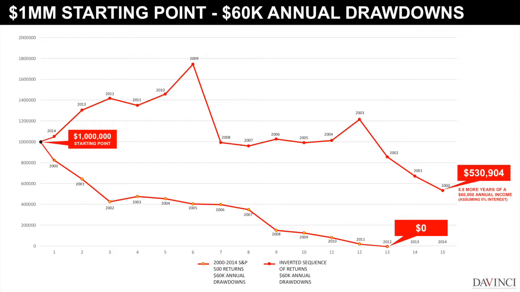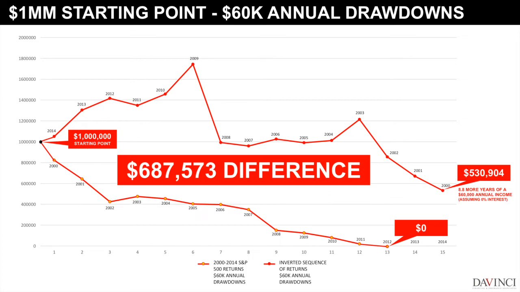Now that's 9 years of additional income, and that's assuming you don't earn any interest during those additional years you're pulling that $60,000 of income out. I mean, that's a $687,000 difference. So the point is to show you that most people can't afford to have their retirement income just run out simply because of a few bad years in the market during the beginning stages of their retirement.